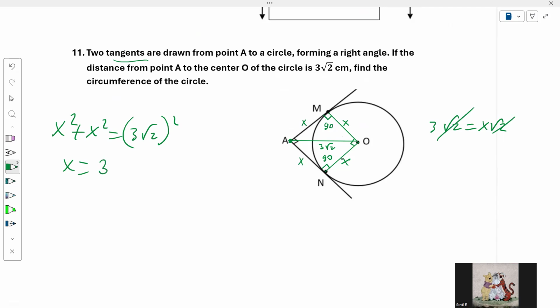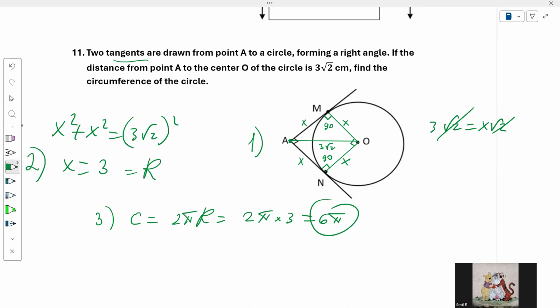Find the circumference of the circle, but what we found is the radius. The first part, you have to figure out it's a square. The second part, you find x. The third part is the circumference formula. 2 pi r is 2 times pi times 3. It's 6 pi, and this will be our final answer.